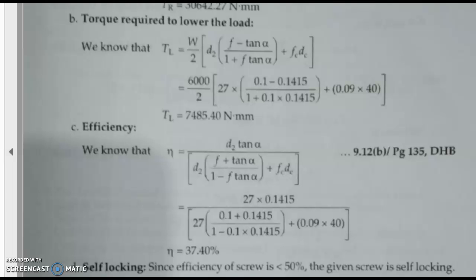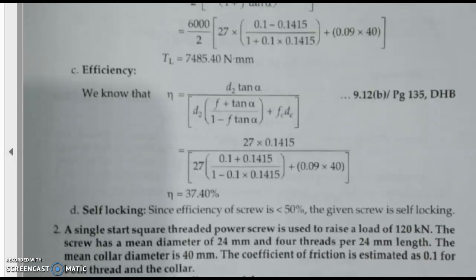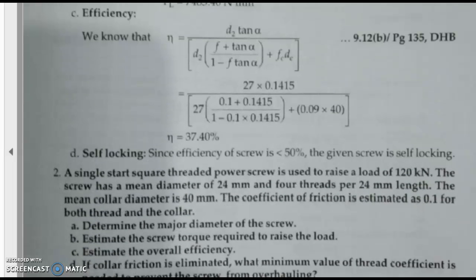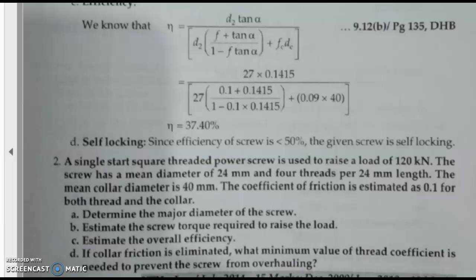We can state that since the efficiency of the screw is less than 50%, the given screw is a self-locking screw. Okay. This is the first question. Next we can move to the second question. Again it's a simple question. I can read the question.